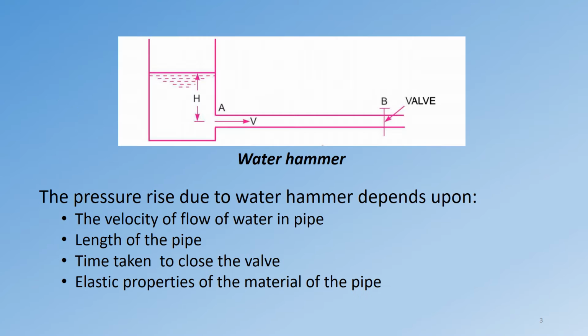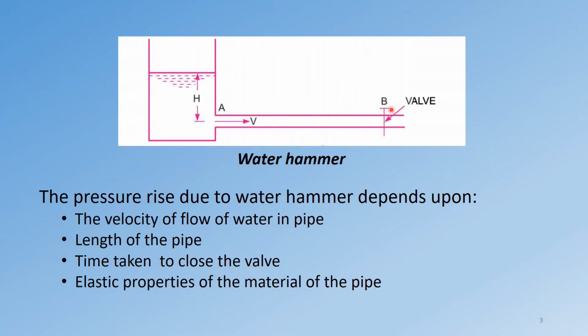So in this figure you can see an arrangement where there is a tank, and the tank has a level up to H, and there is an outlet pipeline. Say it has a length of L and a diameter of D, and hence the area is A, and the water is flowing through this pipeline with velocity V, and there is a valve B which is at the other end of the pipeline.